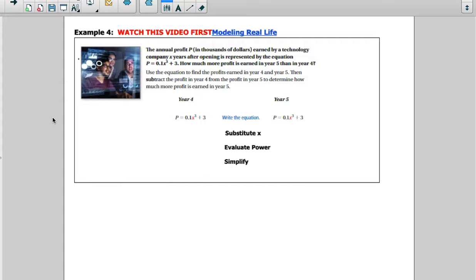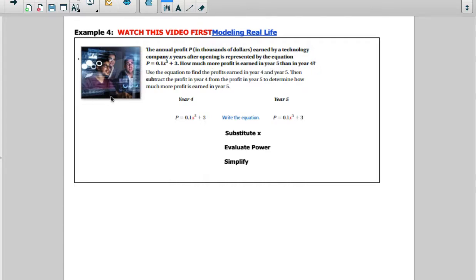So let's begin. The annual profit, P, in thousands of dollars, earned by a technology company, x years after opening, is represented by the equation P, meaning profit, equals 0.1 times x to the third power plus 3. How much more profit is earned in year 5 than in year 4?